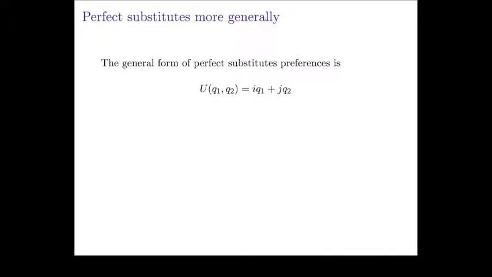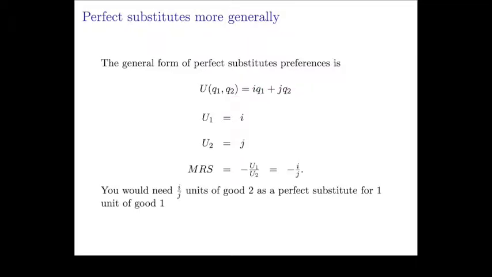So more generally, perfect substitutes are those utility functions that take the form utility from q1, q2 is some number i times q1 plus some number j times q2. So your marginal utility from good 1 would be i, your marginal utility from good 2 would be j, and so your marginal rate of substitution would be minus u1 over u2, which is just minus i over j. So you would always need i over j units of good 2 as a perfect substitute for 1 unit of good 1. The next class of preferences we'd look at are perfect complements.